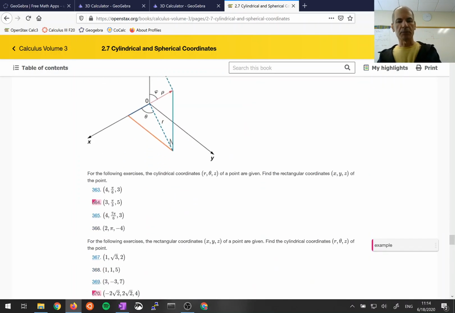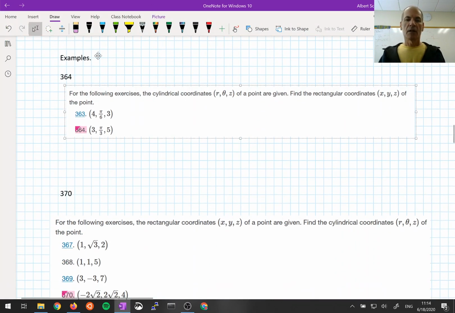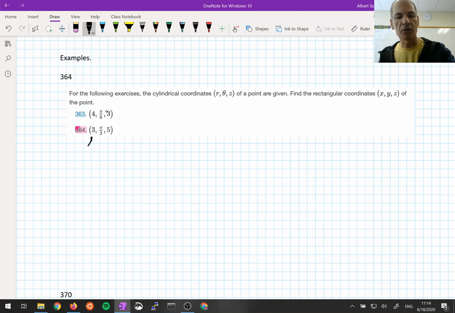Moving on to the examples, let's look at a few selected examples from the end of the section. In problem 364, what you're being asked to do is find the rectangular coordinates for the given point. I'm going to focus on only the highlighted red ones. These are just exercises I copied in order to get the instructions on the same page as the exercise. So here we're talking about r, theta, and z, and r is 3, theta is pi over 3, and z is 5. So remember, the order matters here. The first slot is always r, the second slot is always theta, and the third slot is always z.